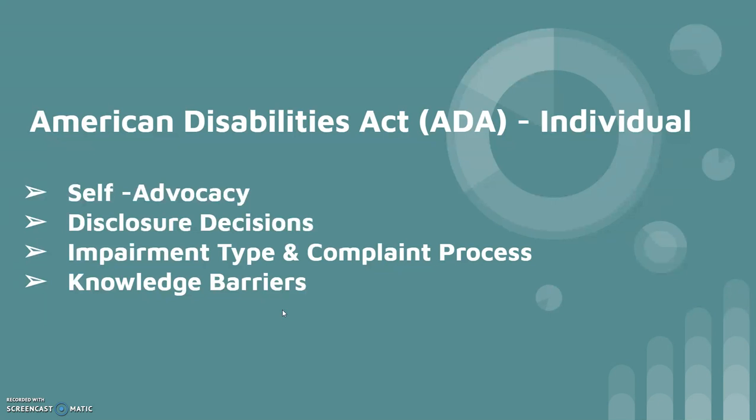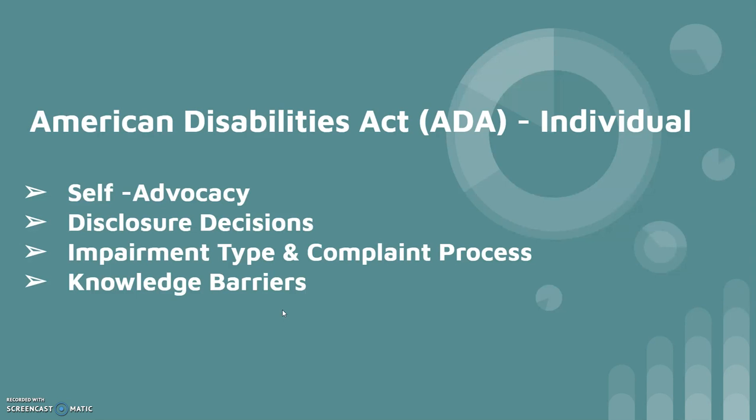So from an individual level, while the ADA provides a legal framework for individuals with disabilities to challenge discriminatory practices, they broke this down into several subcategories, but from a high level, the 4 categories are self-advocacy, disclosure decisions, impairment type and complaint process, and knowledge barriers. So from a self-advocacy perspective, people with disabilities lacked some of the self-advocacy skills. And if they were developed in relation to knowledge about their rights under the ADA, there is evidence that the individual knowledge has grown in relation to increased choice and access.